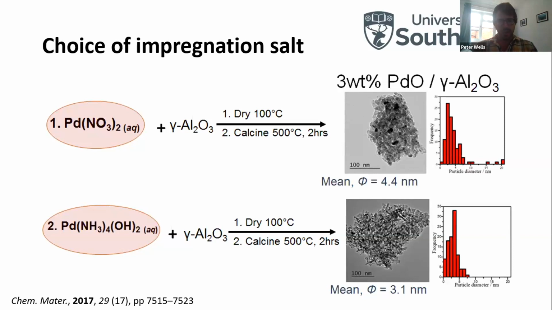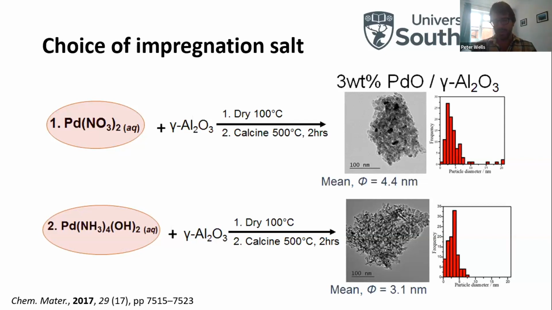And one of the first bits of work that Ellie did was to look at the effect of different precursors on how you can improve your particle size distribution. So here we have some TEM images of different palladium on alumina particles that are prepared by wetness impregnation. The first material is a palladium nitrate impregnation salt, and the second material is a tetraamine palladium hydroxide impregnation salt. And what you can see is they follow the same procedure. You impregnate with your precursor solution, and then you calcine at 500 degrees for 2 hours, and you can see these different distributions.